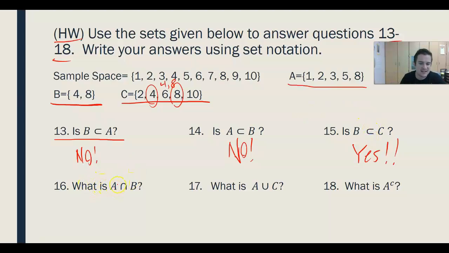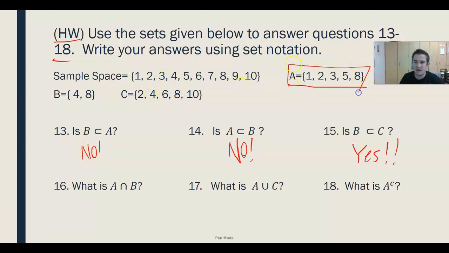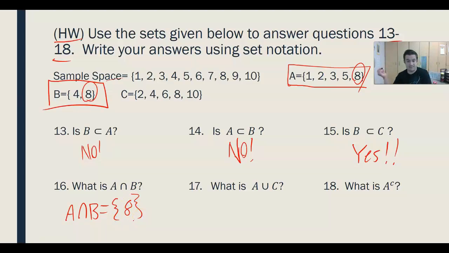Okay, next question says, what is A intersect B? That's how this is read with the upside down horseshoe. So I need to look at set A and set B, and I need to look at all the elements that are in set A and in set B. Let's see, I have an 8 that's in both of these sets, and it looks like that's it. So A intersect B is going to be equal to the set containing 8. That's all that's in both A and B.